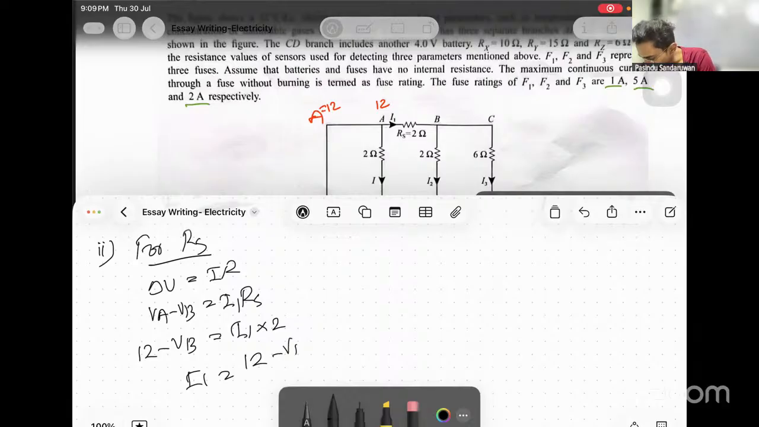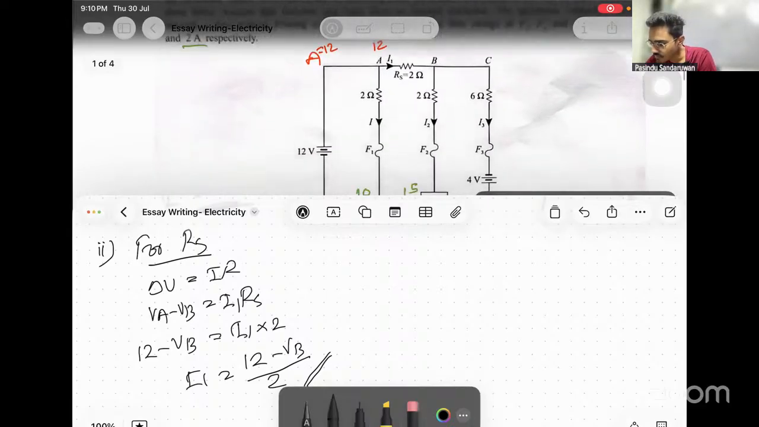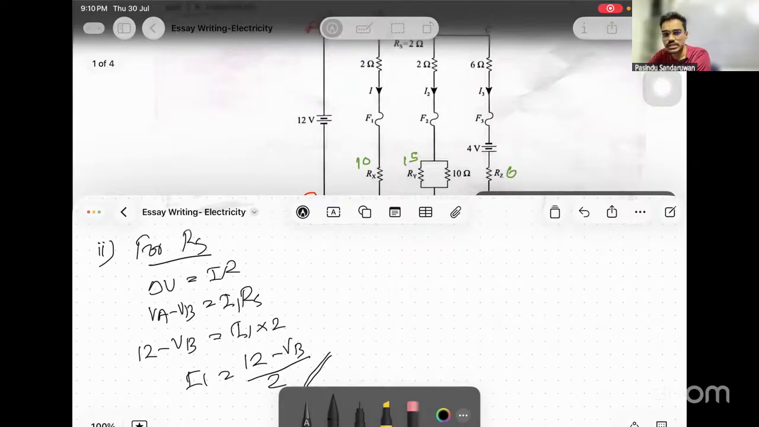I1 is 12 minus VB over 2. Right? Then we need I2. To find I2, first we need the equivalent resistance here.